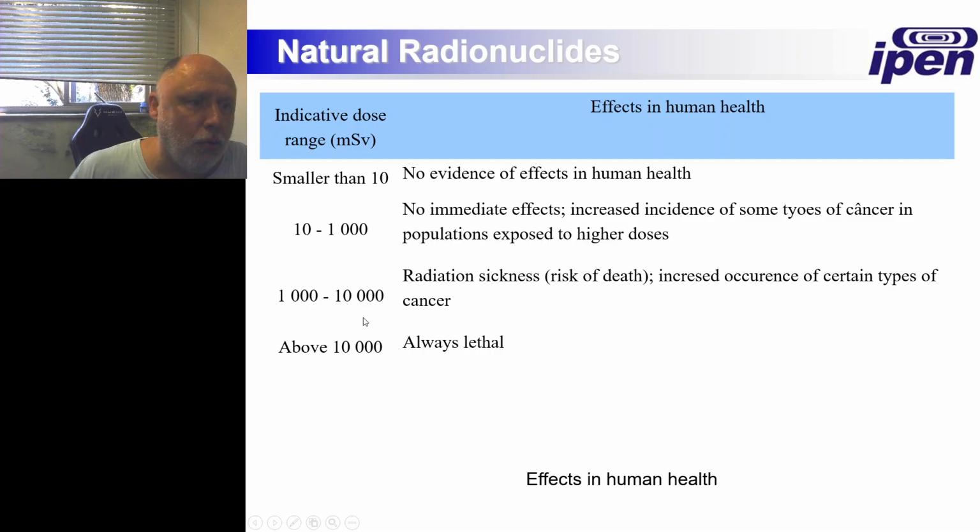If you go above 1000 until 10,000, now things start to get bad. You have radiation sickness, right? You have those burns in skin. You have loss of white blood cells. There's real risk of death, and the occurrence of certain types of cancer is really a lot increased. And above 10,000 is always lethal.